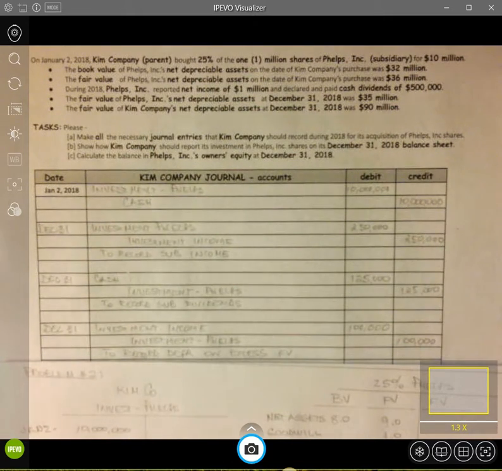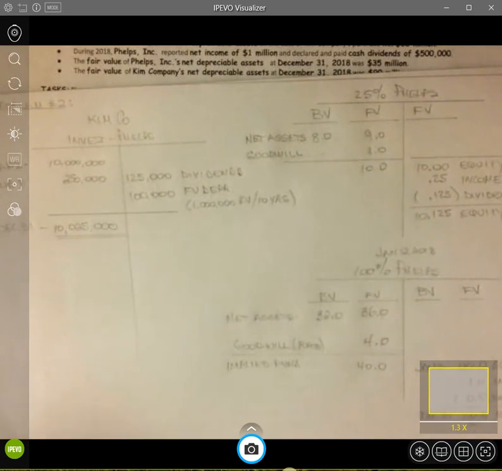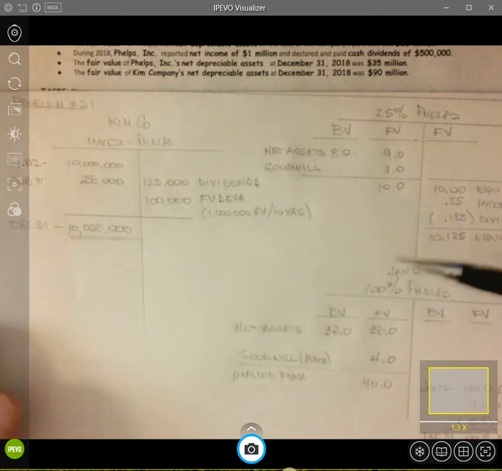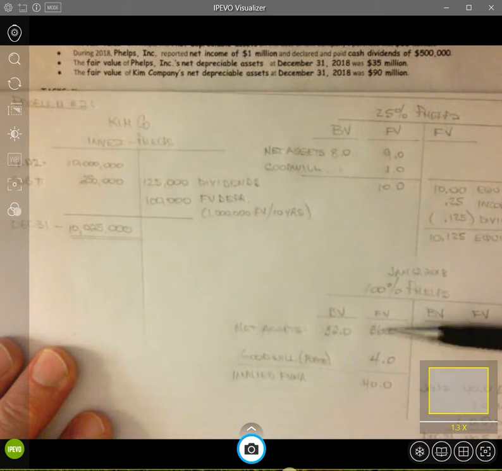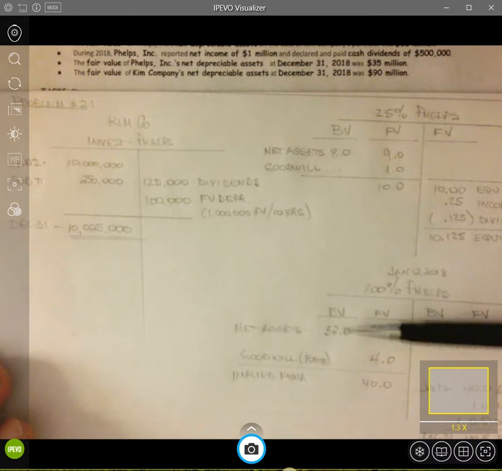Now, the logic that we have is that parent Kim bought the equity of Phelps for $10 million, so that is the amount that the parent should record, an increased debit to the investment account and a credit to cash for $10 million. Now, since the fair value of the assets of the Phelps Company was $36 million, we'll show that on the asset side, and the book value, $32 million, we'll show that on the debit side also.